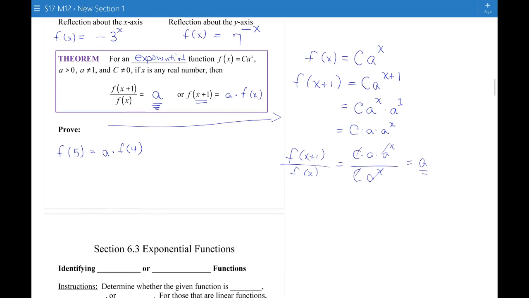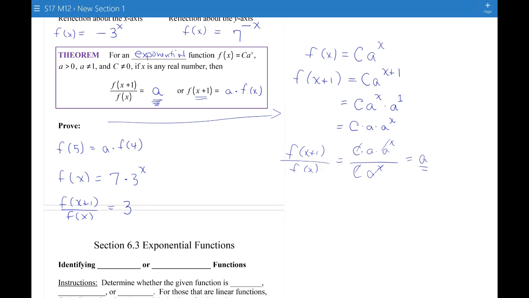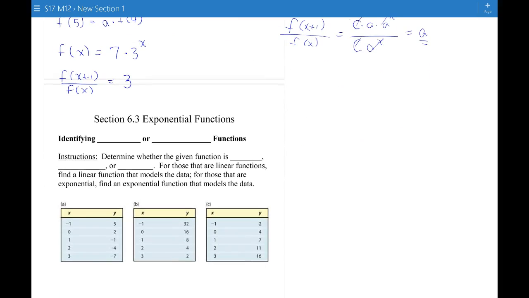Does that make sense? So if your exponential function looked like 7 times 3 to the x, then f of x plus 1 over f of x would equal 3. Make sure that makes sense to you. Okay, so then we are going to practice a little bit identifying linear or exponential functions. Exponential functions have that special property where if you do f of 5 over f of 4, it's going to equal a. So that's how we detect exponential functions.